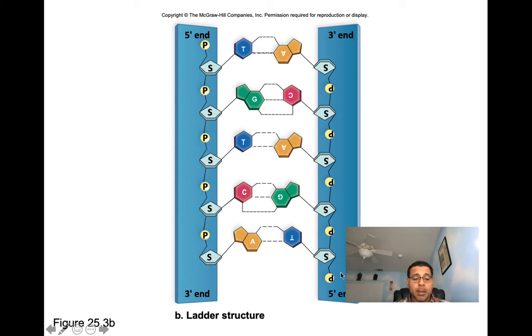on both sides. The bases then we see here, the bases are attached to the sugar, but they project onto one side. Attached to the sugar, projecting onto one side.